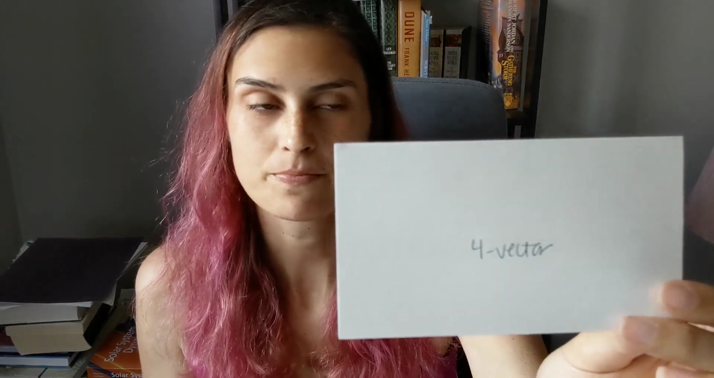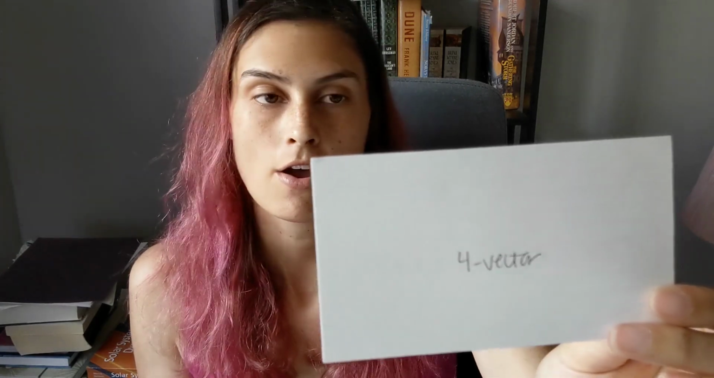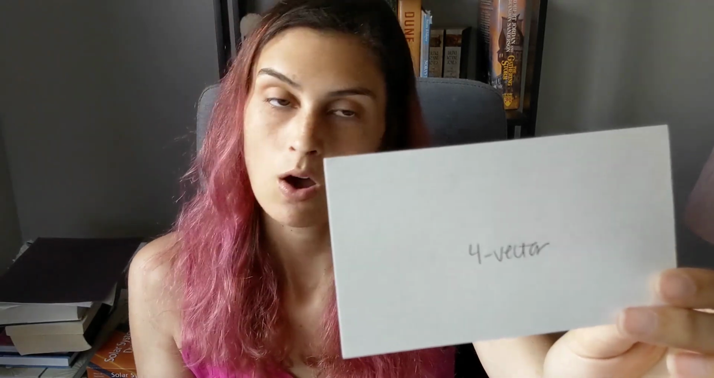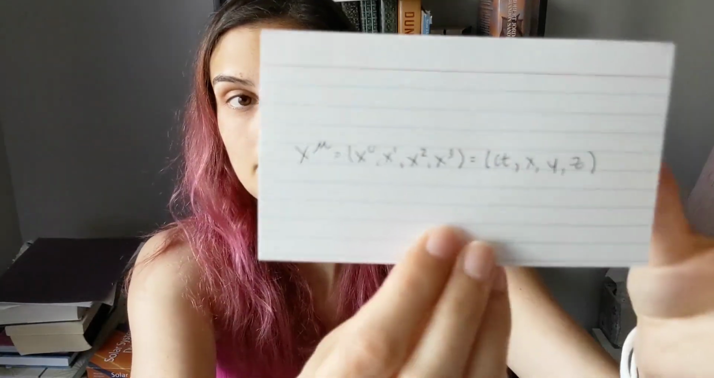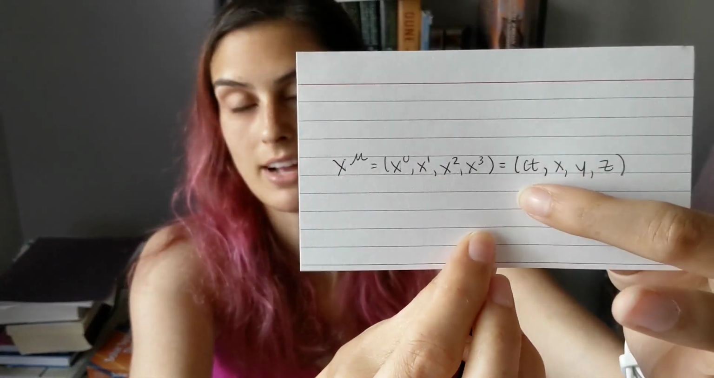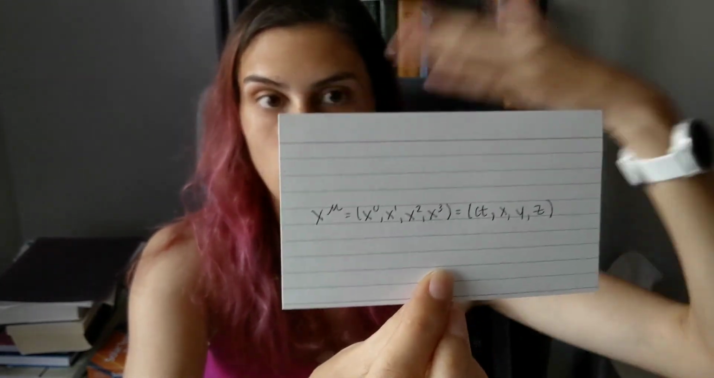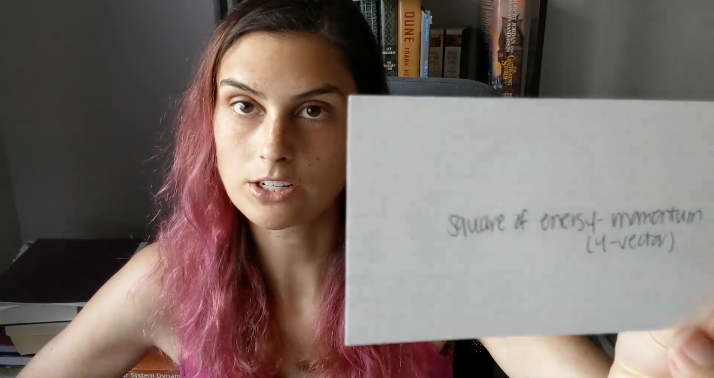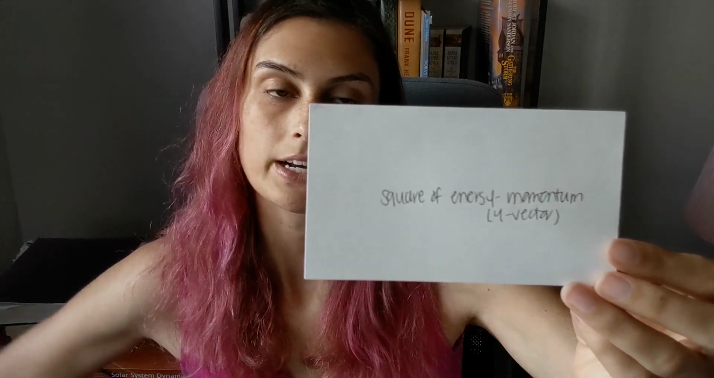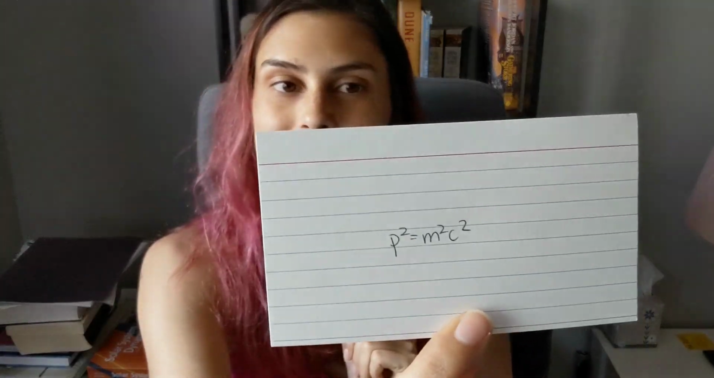The 4 vector. This is x to the mu, and it is basically x0, x1, x2, x3, also known as ct, x, y, z. So ct is the speed of light times time, and so it brings time into your position vector. The square of energy momentum for a 4 vector: p squared equals m squared c squared.